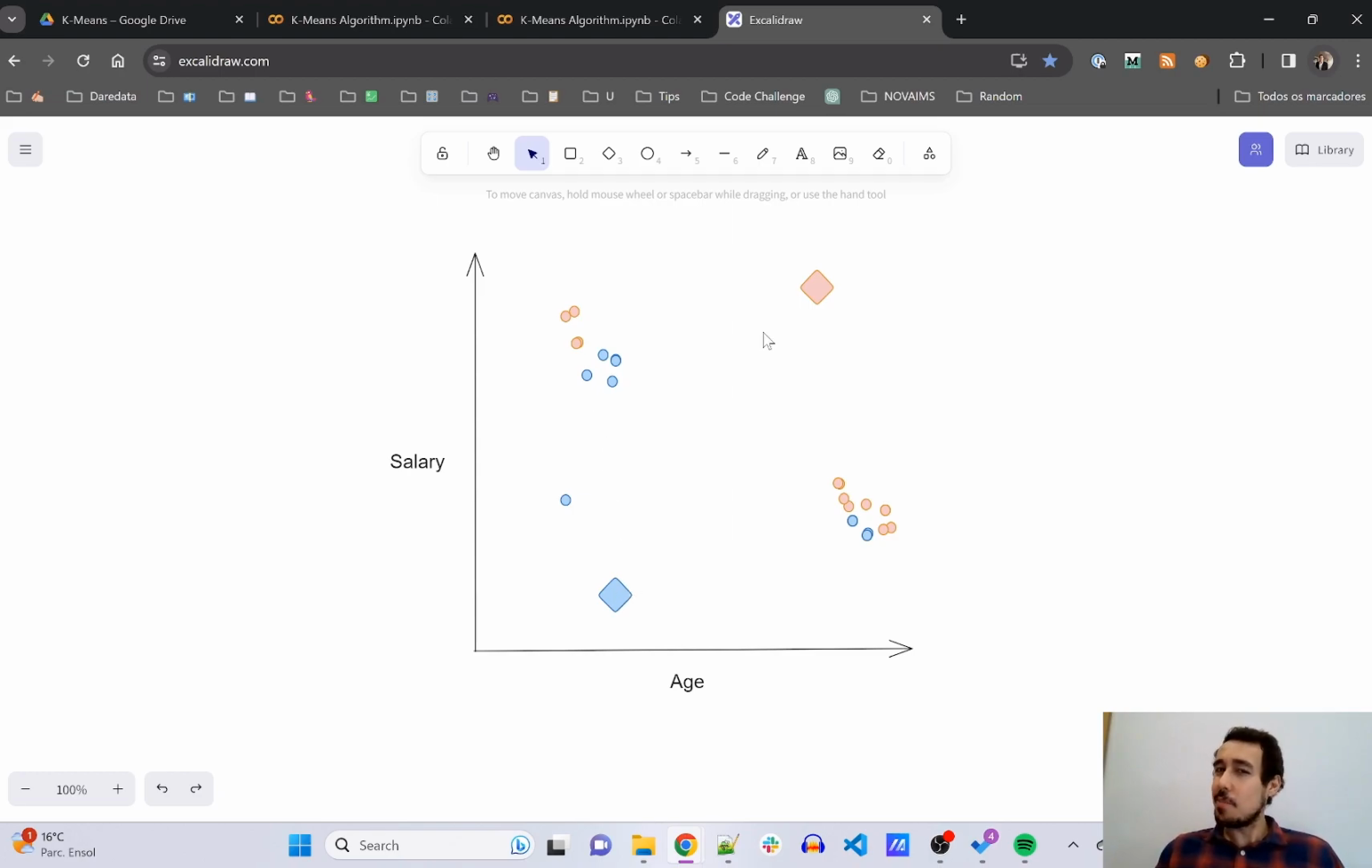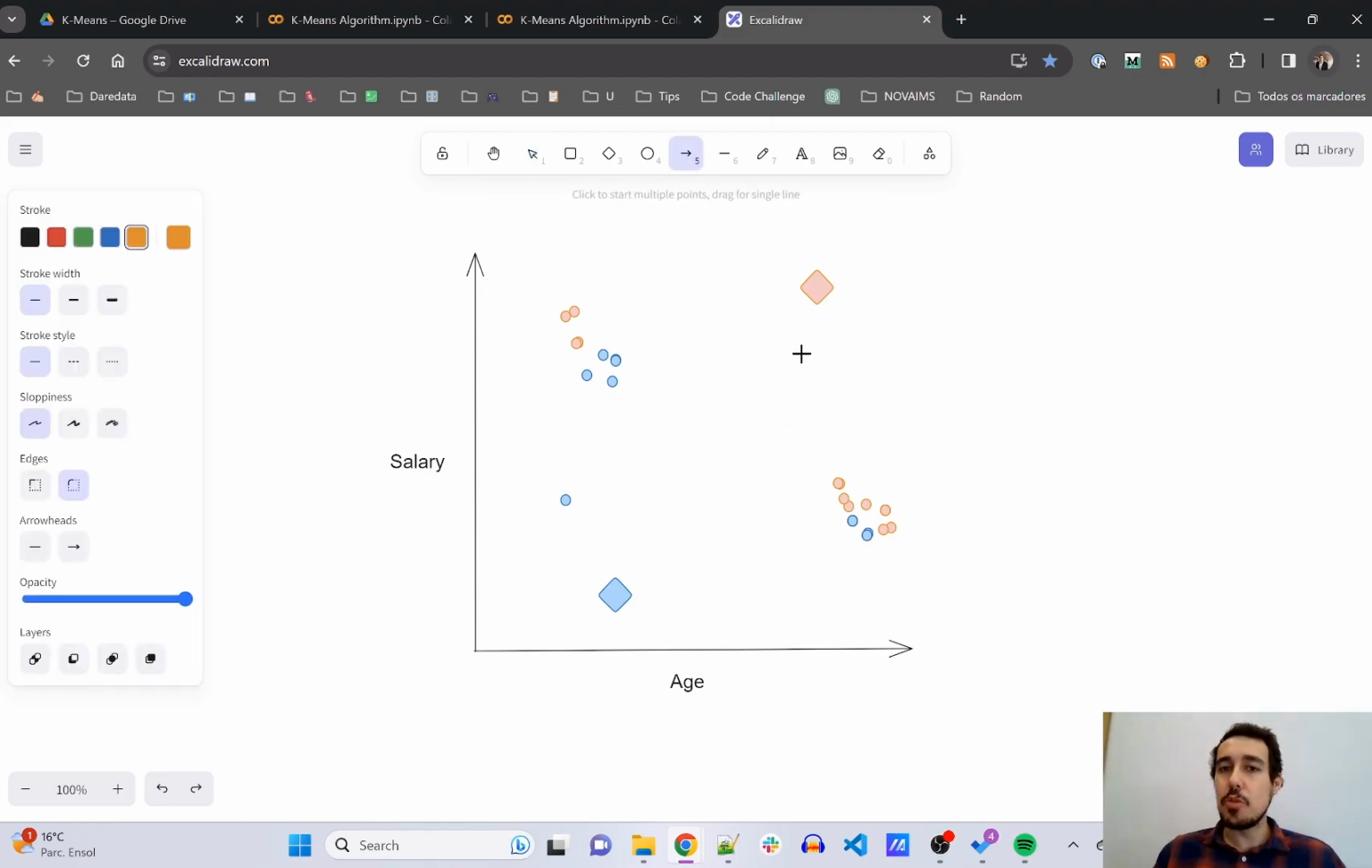And how can we do that? Basically, we just move the centroids to the average of all the data points that we have allocated to that centroid. As simple as that. That will produce a kind of a vector that will move the centroid to a certain direction.